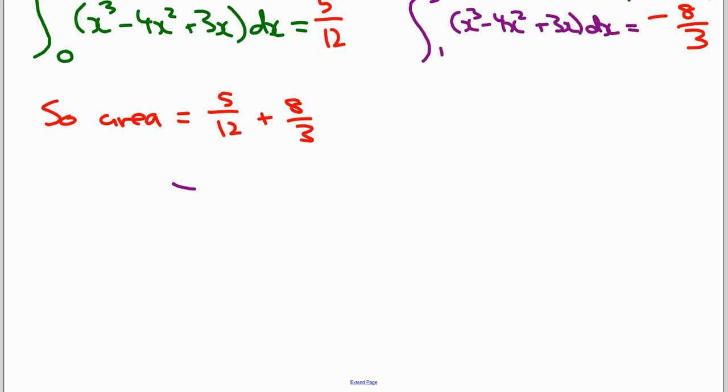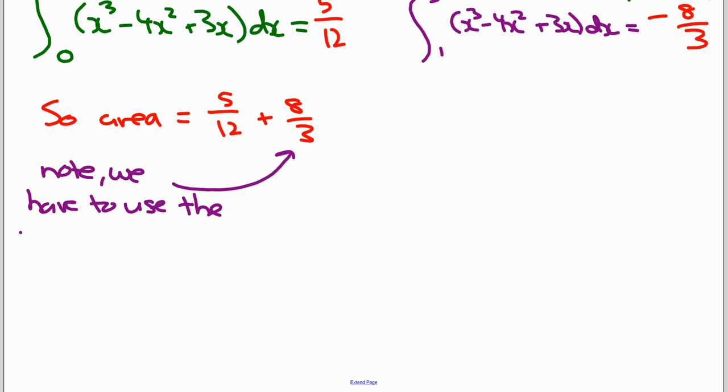Note: we have to use the positive or absolute value. Remember, absolute value means the positive, as area cannot be negative.